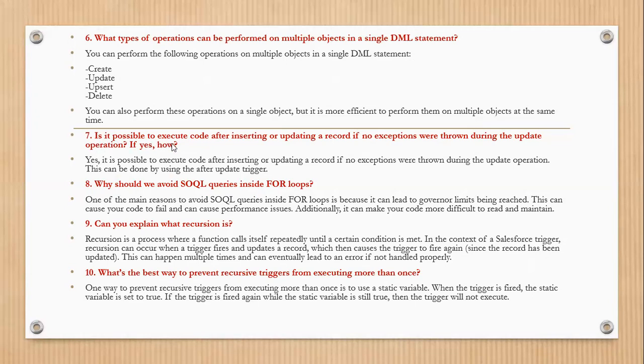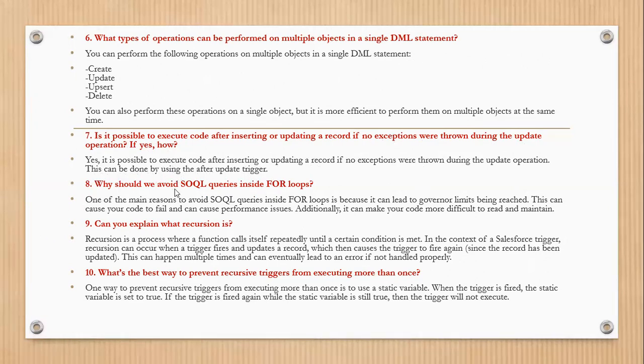Next question: is it possible to execute code after inserting or updating records if no exceptions were thrown during the update operation? If yes, how? Yes, it is possible to execute code after inserting or updating records if no exceptions were thrown during the update operation. This can be done by using the after update trigger.